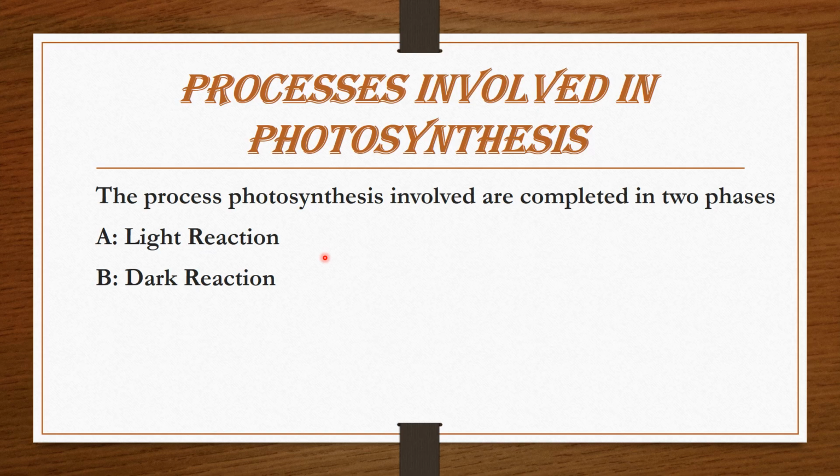Two processes are involved in photosynthesis: light reaction and dark reaction. These are two reactions: light reaction needs light and dark reaction doesn't need light. The products of light reaction are used in dark reaction, and the products of dark reaction are used in the light reaction. We will discuss these slowly in the next slides.